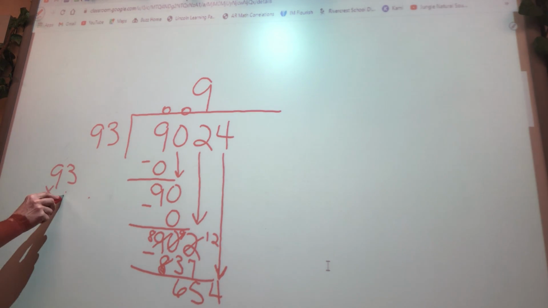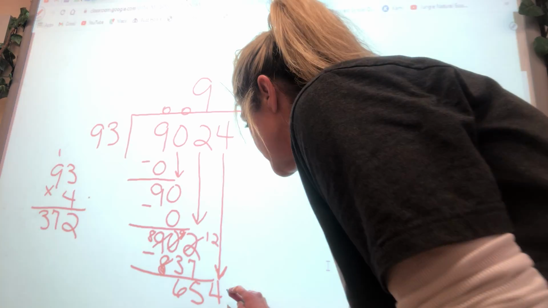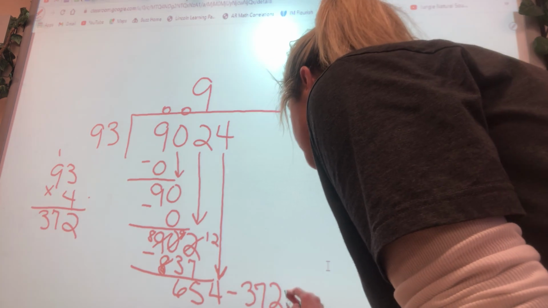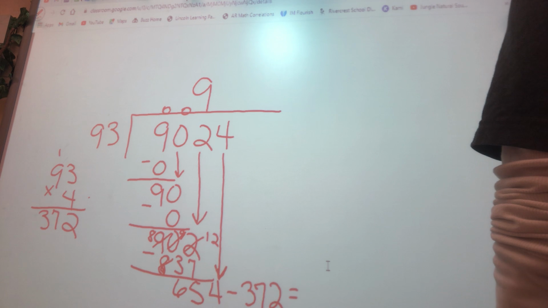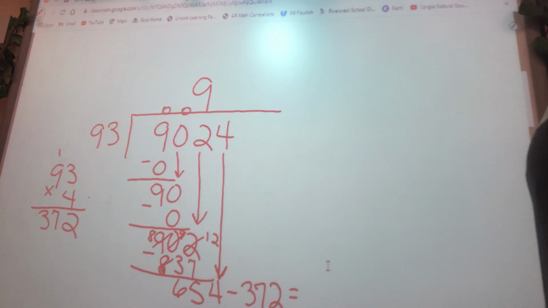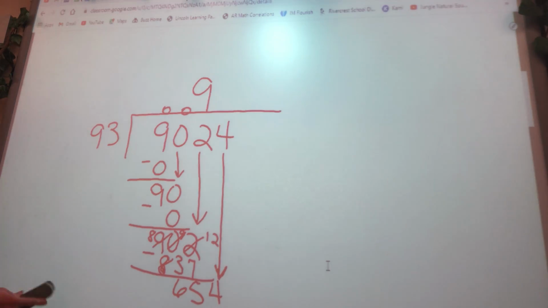93 times 4. 4 times 3 is 12. Carry the 1. 4 times 9 is 36. Plus the 1 is 37. Okay, so we would subtract that out. Sorry guys, ran out of room down here. 372. 654 minus 372. Well, that's going to be way too much too. I'm going to have too much left over. I'm going to try a 7.